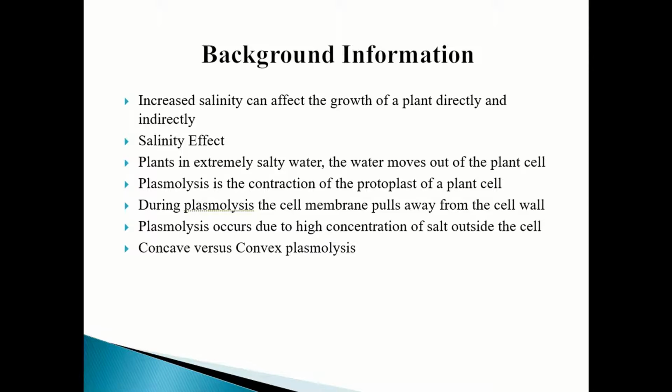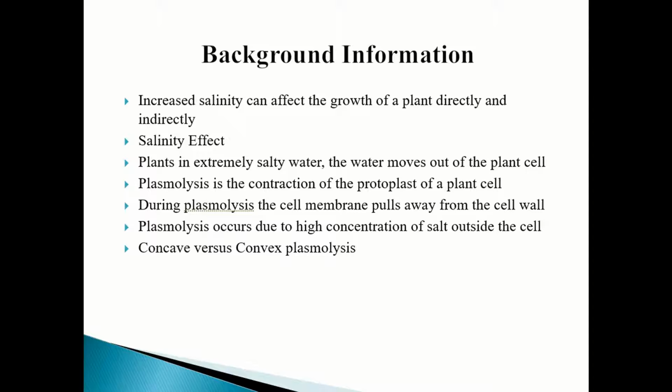Plasmolysis is a contraction of the protoplast of a cell wall. When the protoplast contracts, there is a loss of water from the cell. During plasmolysis, the cell membrane pulls away from the cell wall, causing the plant to shrivel and become flaccid. Plasmolysis occurs due to high concentrations of salt outside the cell, which causes the diffusion of water from within the cell to move outside the cell.